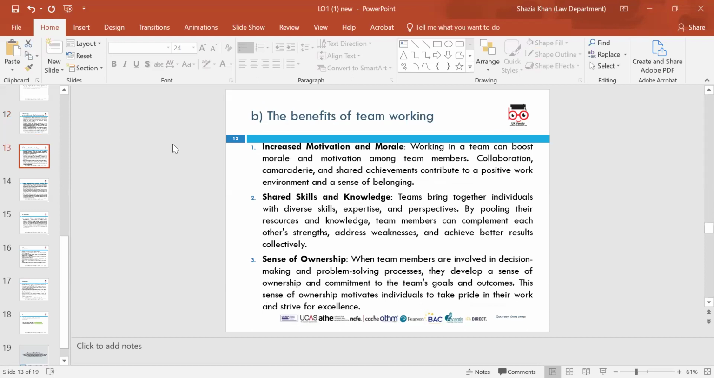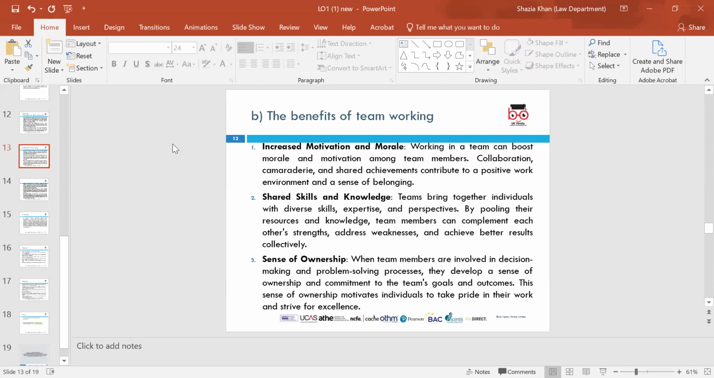So working in a team can boost morale and motivation among team members. Collaboration and positive work environment. Shared skills and knowledge. So teams bring together different skills, as we said, diverse skills, expertise, and perspectives. And by pooling everyone together in a team, you can complement each other's strengths, weaknesses, and you can get good results at the end of it.